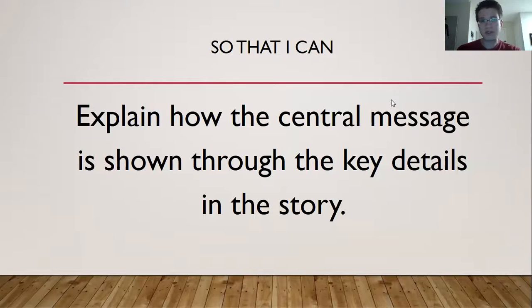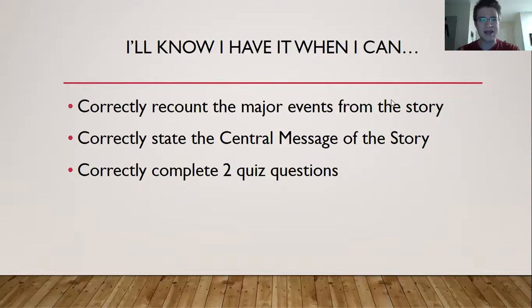And so what we're going to be doing today is talking about how we can explain the central message, the point of the story, through the key details and key events that happen in the story. So we'll talk about that in just a second. Now, I'll know you guys are able to do that when you correctly recount the major events from the story. You're going to be able to put those details in order. You will be able to come up with the central message of the story, and then you will show me what you know by answering 2 quiz questions. If you need those directions repeated, by all means, go ahead and start this video over and then join us back here.